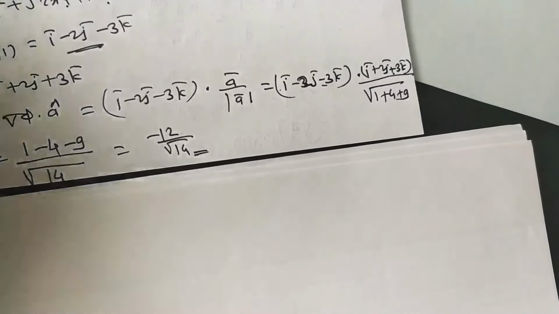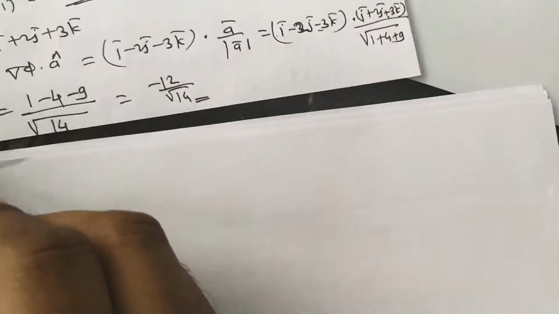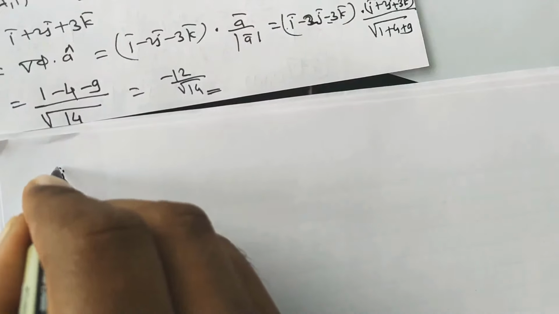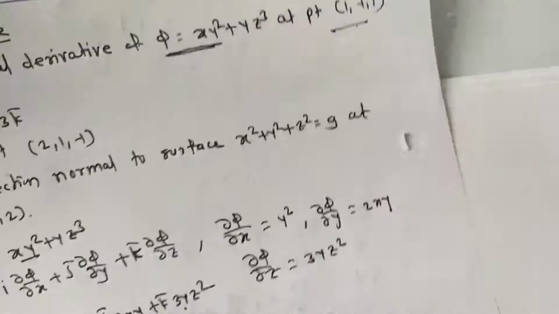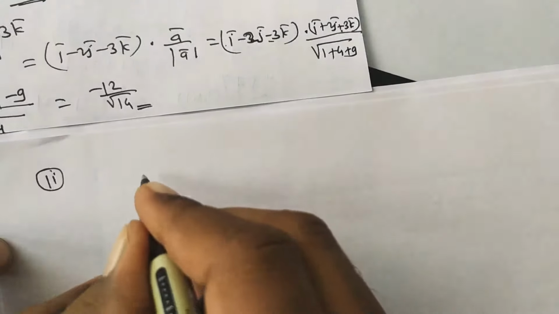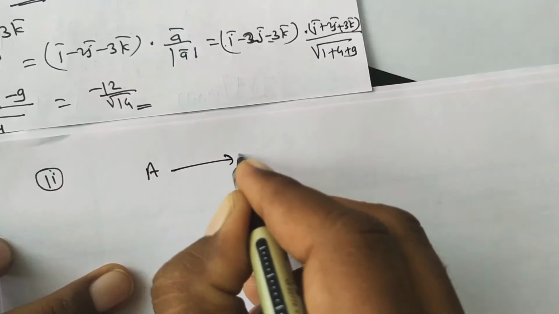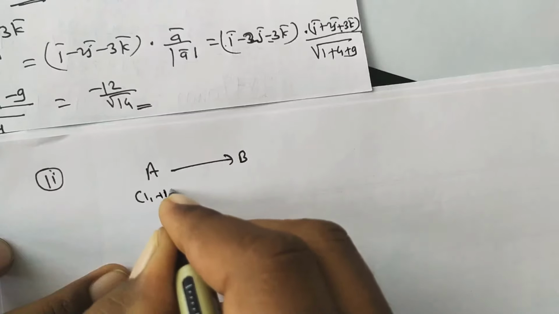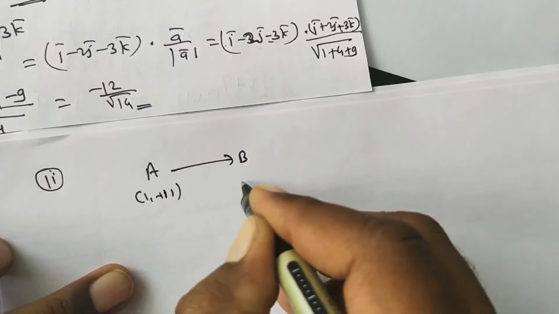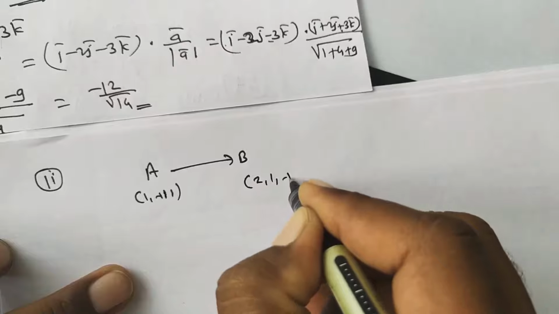Okay, now we will start the solution of the second one. The question is the same: find the directional derivative of phi equal to xy square plus yz cube at point 1, minus 1, 1, towards the point, that is from point A to point B. A is given as 1, minus 1, 1, and B is given here as 2, 1, minus 1.